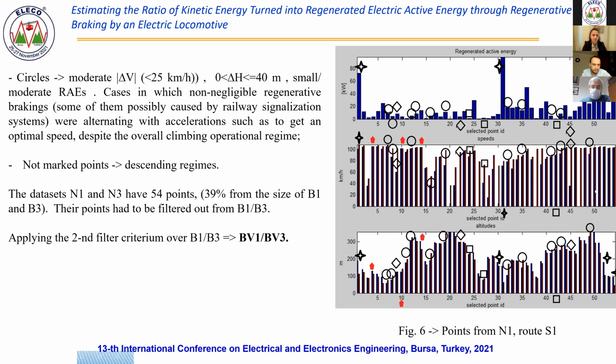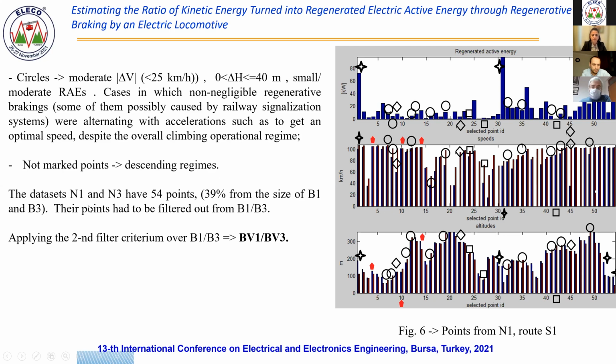Also, circles all over the picture for moderate difference in speeds and up to 40 meters difference in heights. This is the case for non-negligible regenerative braking. Some of them possibly were caused by railway signalization systems. They were alternating with acceleration such as to get an optimal speed despite the overall climbing operational regime. The remaining points, which have no mark, correspond to descending regimes.